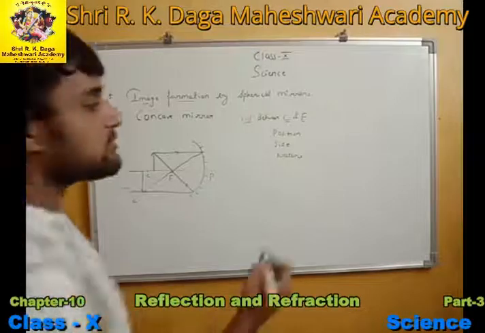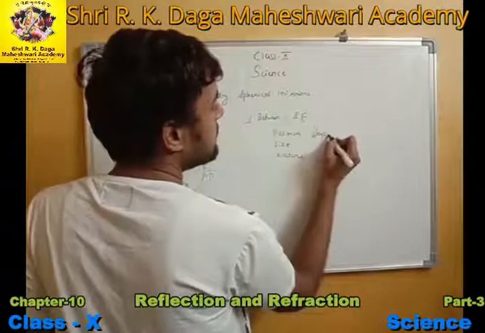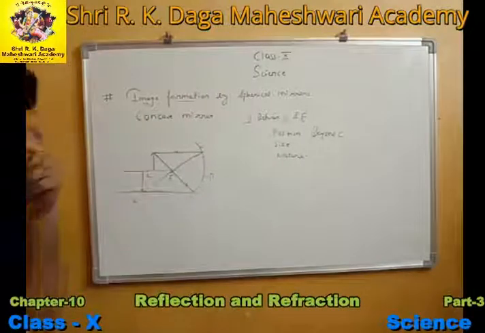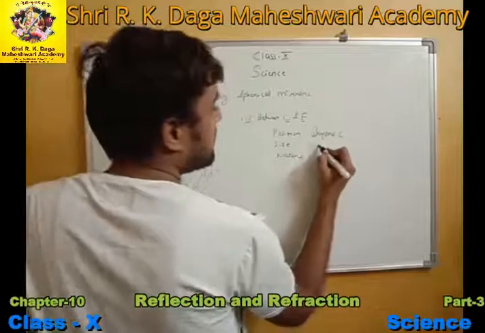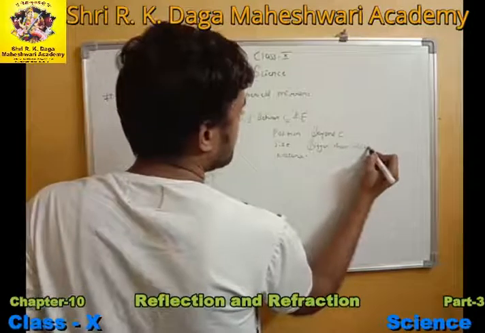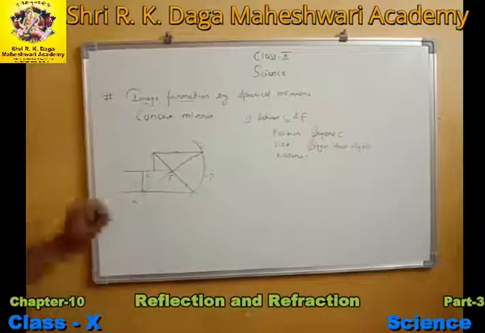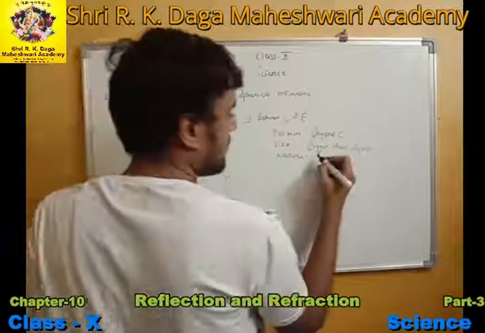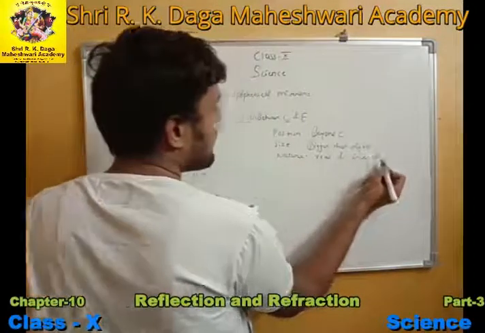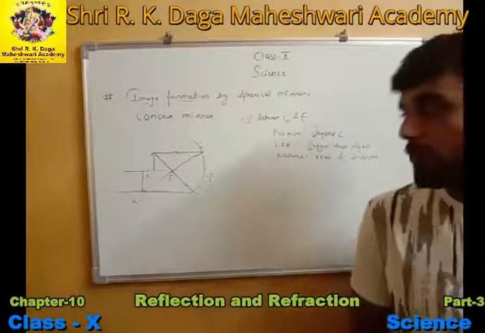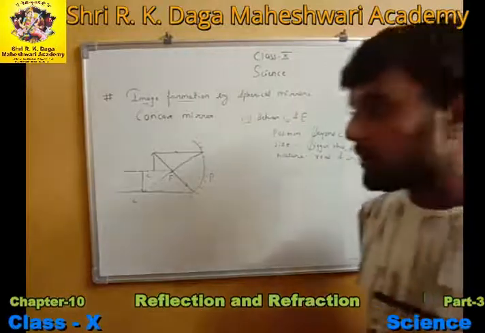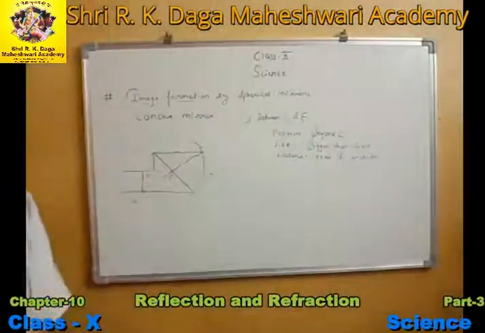What is the position of the image formed? It is beyond C, or you can say that it is between infinity and C, right? What is the size of the image formed? The image formed is bigger than the object, and what is the nature of the image formed? The image formed is real and inverted. As the reflected rays are actually meeting at a point, the image formed is said to be real and inverted. Okay, so I hope this diagram is also clear to all of you.